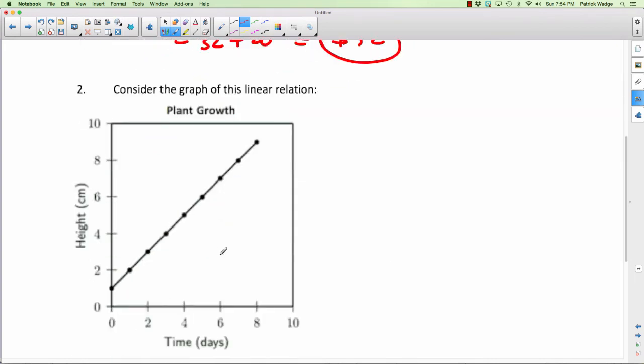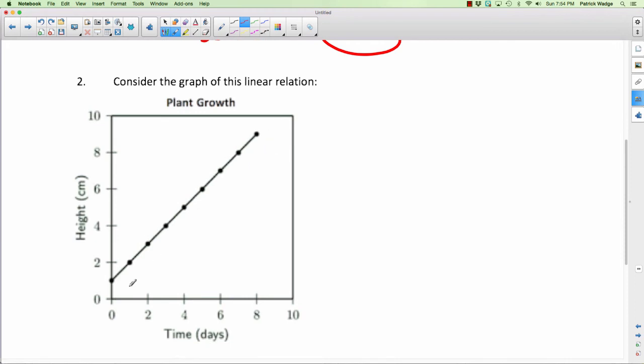Alright, one more example just so you get the sense. Here's another linear relation. Linear because it's a straight line. This time we're looking at how fast a plant grows over 10 days, or 8 days. It actually goes only up to 8. So over 8 days, it's got linear growth.